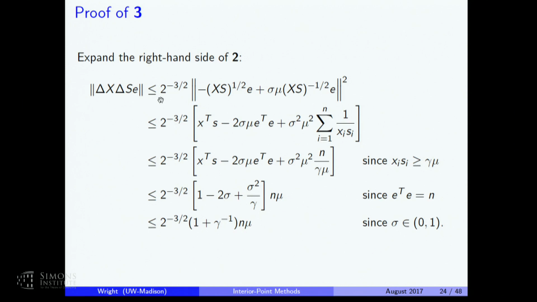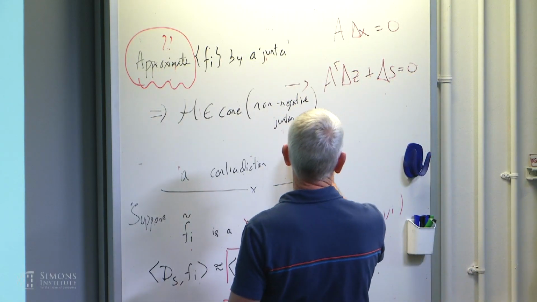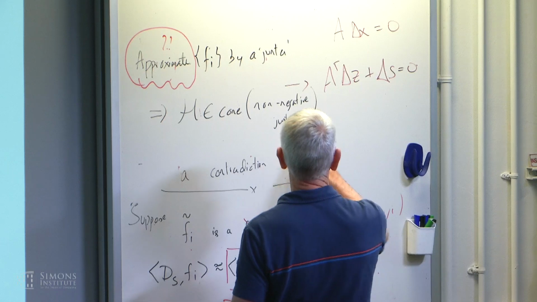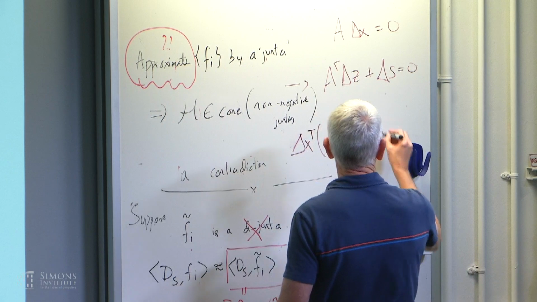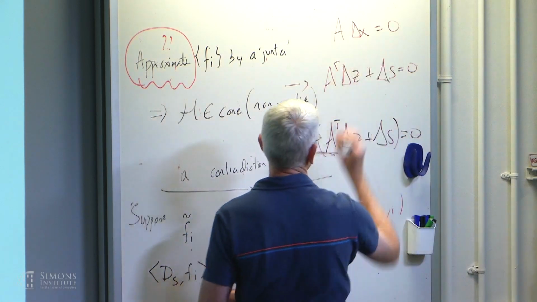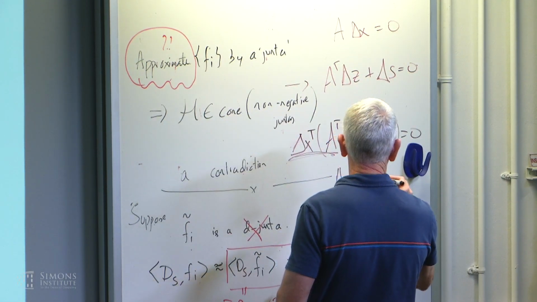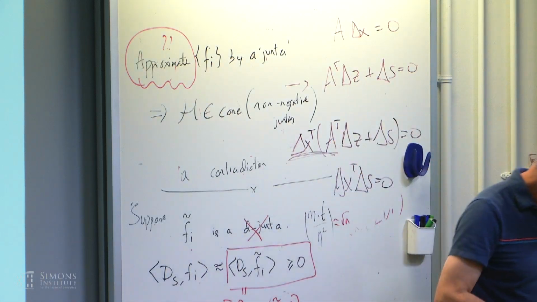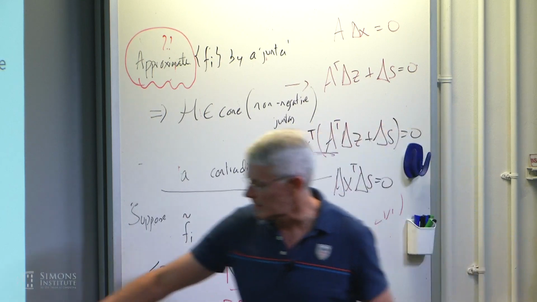So two of the Newton equations are that A times delta x equals 0, and A transpose delta z plus delta s equals 0. If I just take that last one and multiply it by delta x transpose, the first term goes away because I get A times delta x equals 0. So I'm just left with delta x transpose delta s equals 0, and that's what I use to get rid of that last term. So that goes away.